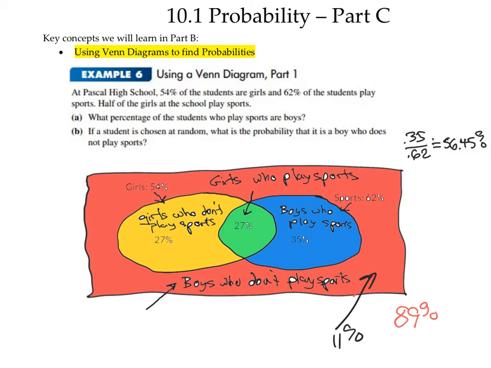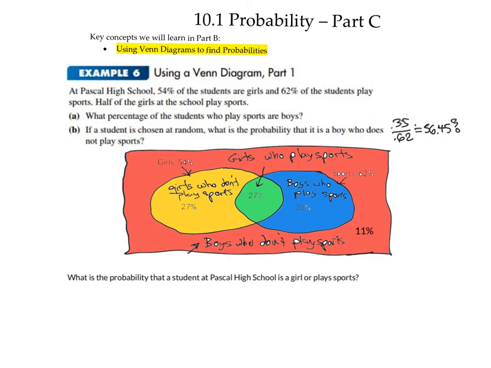Now for B. If we choose a student at random, so that could be anyone at all in the red, green, yellow, or blue zone, what's the probability that it's a boy who does not play sports? Well, this one is a little easier. We already calculated it was 11%.